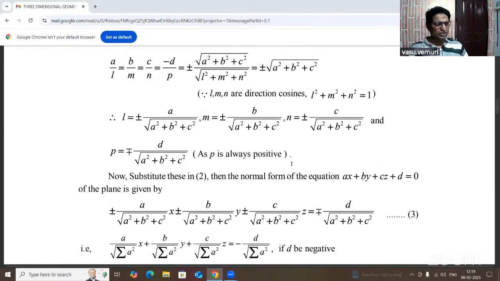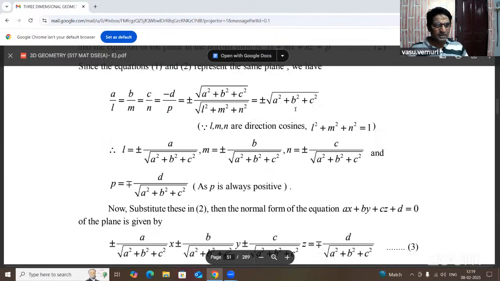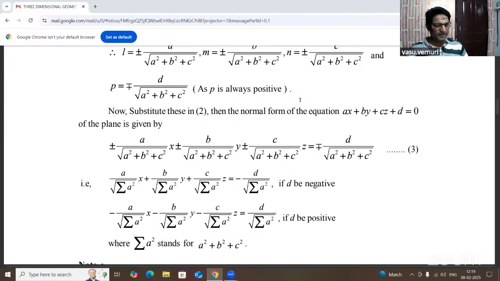Now again, what is the value of P? P equal to minus or plus, because minus D by P equal to this one. So we are getting the value P equal to minus of minus or plus D by root of A square plus B square plus C square.